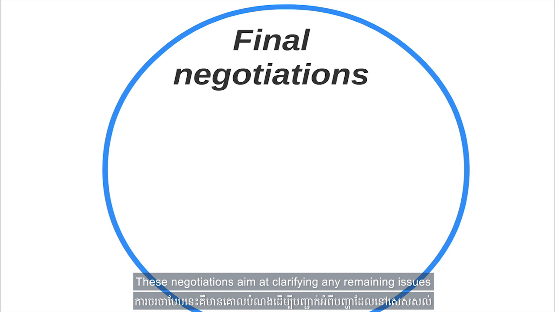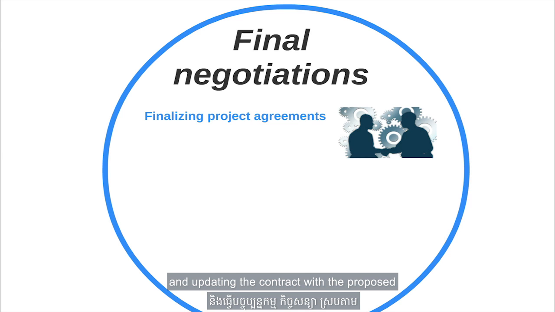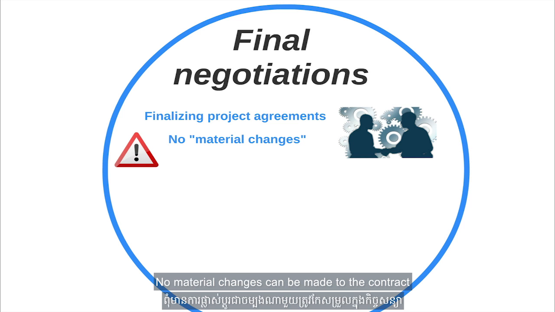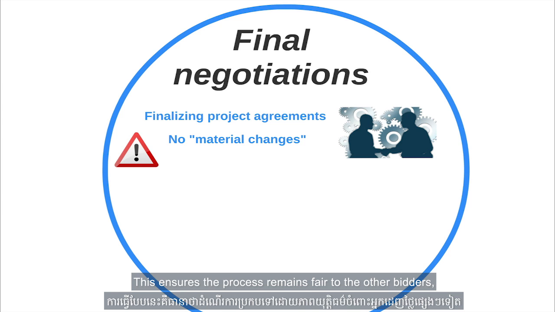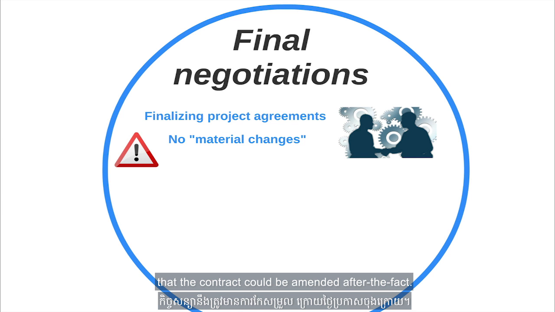These negotiations aim at clarifying any remaining issues and updating the contract with the proposed specifics of the preferred bidder. No material changes can be made to the contract agreed upon during the bidding phase. This ensures the process remains fair to the other bidders, who might have submitted different proposals had they known that the contract could be amended after the fact.